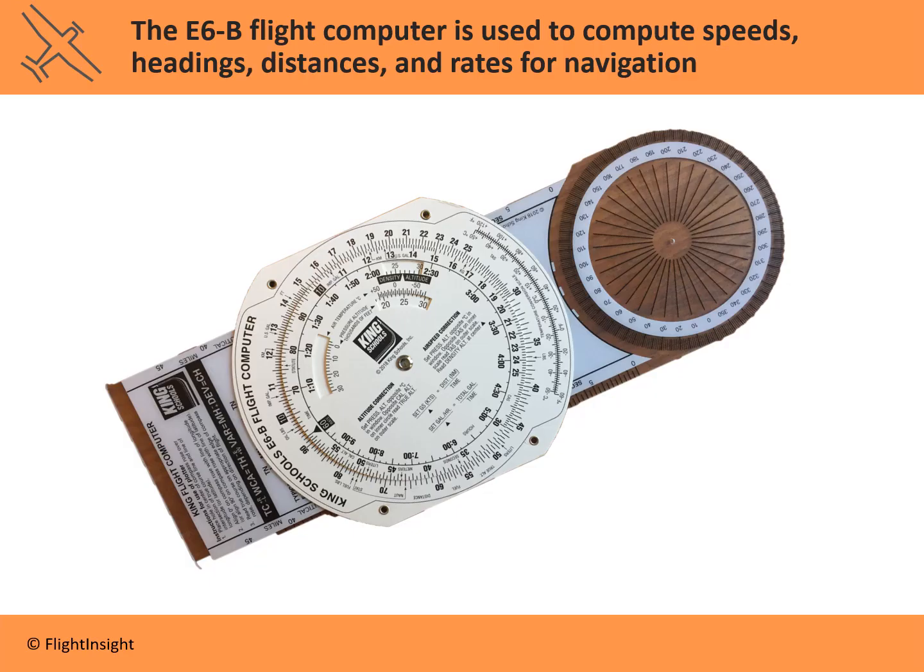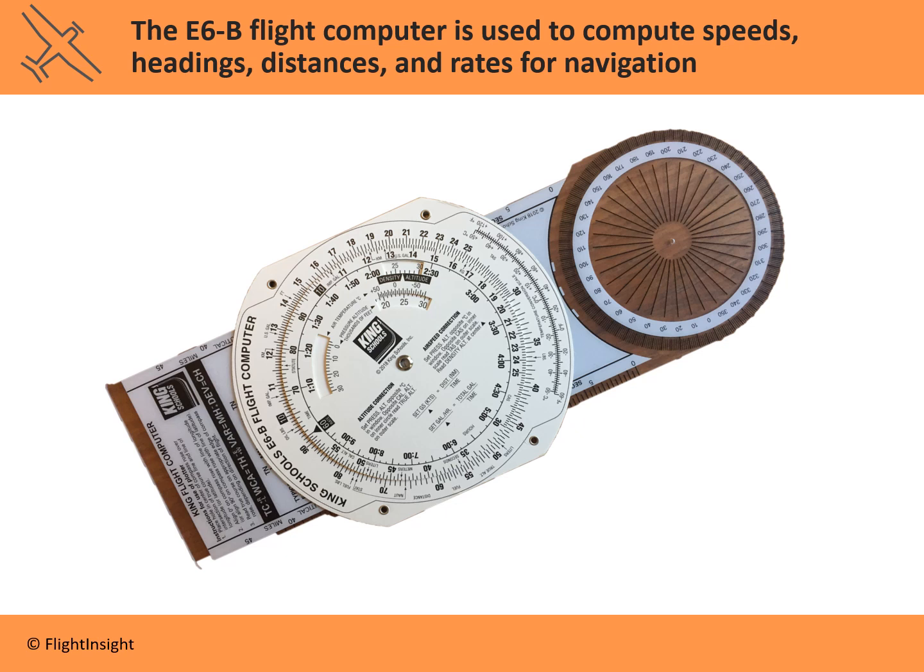This gadget is called the E6-B flight computer. It's been in use basically almost as long as aviation has been around, and it's been used by pilots to compute speeds, heading distances, different types of rates that we're going to use when we plan out our navigation. Now it looks old school and a little outdated, but if you're familiar with slide rules or anything like that, it's the same concept.